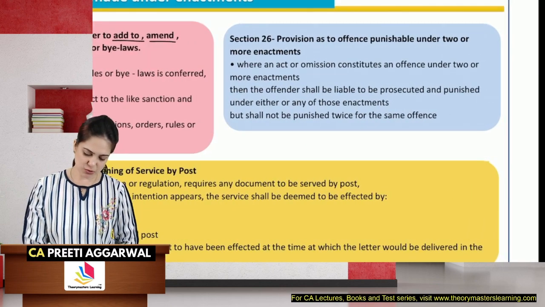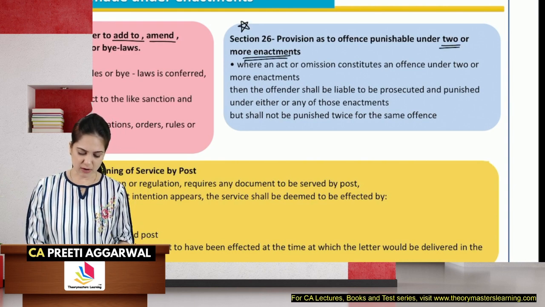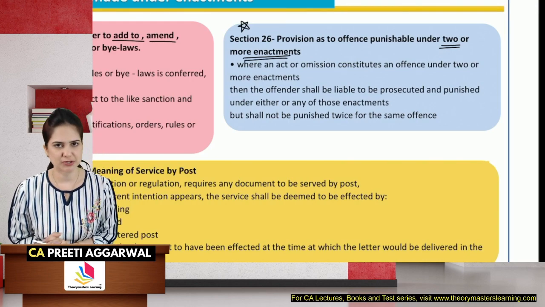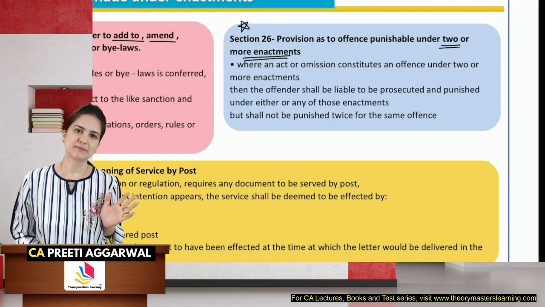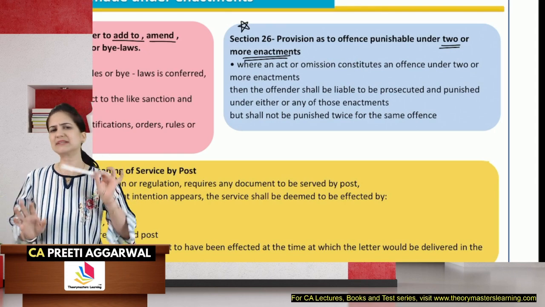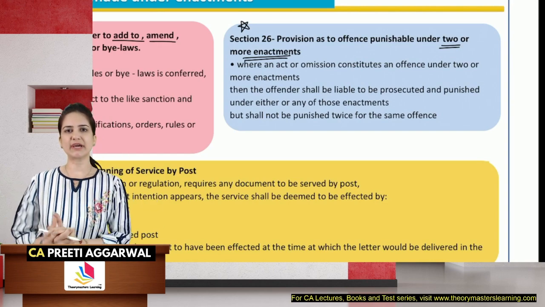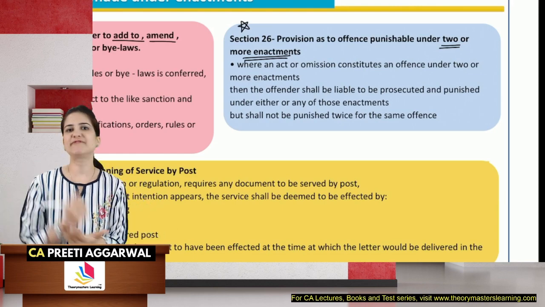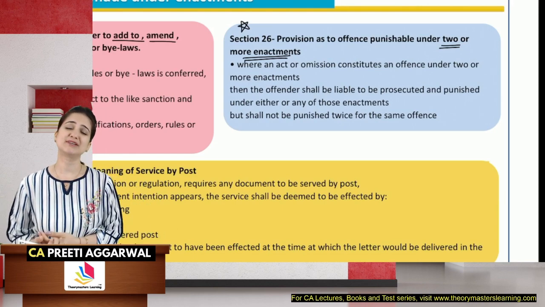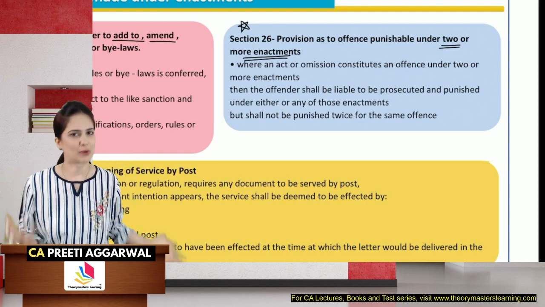Then we have the provision as to offence punishable twice, punishable under two or more enactments. Now, this is important for case-based questions, students. You cannot be punished for the same offence twice. Now, let's say that you have committed some mistake. Your mom has punished you that you will be grounded for a day. Dad cannot come and say just for a day, no, not possible, it should be for a week. Dad, I have already been punished. Please don't punish me for the same mistake twice.